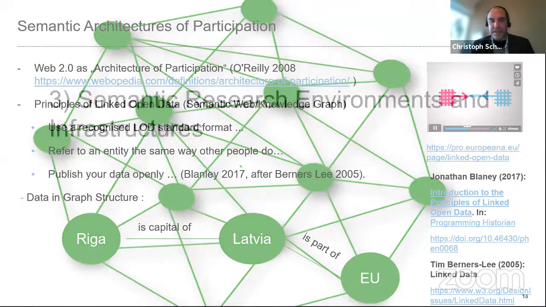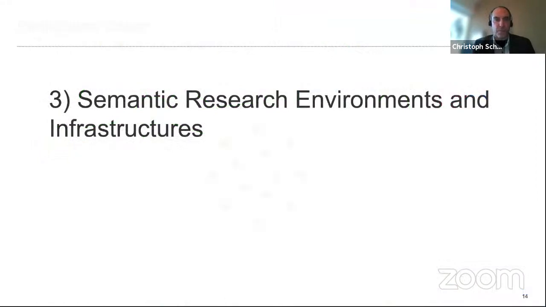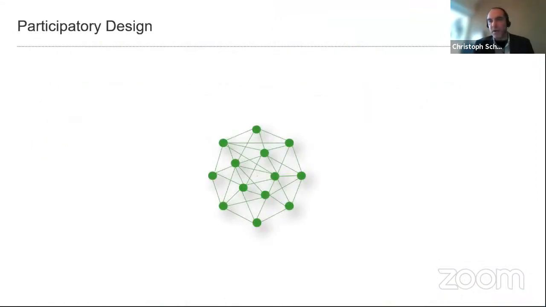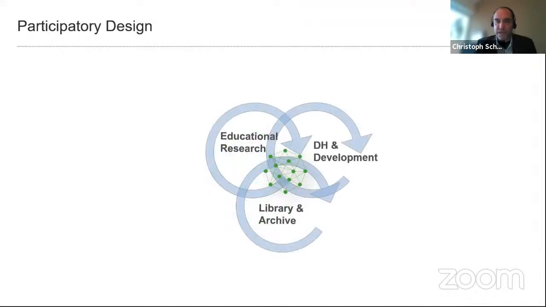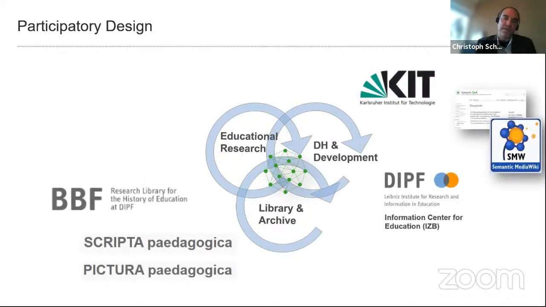So this is the introduction. What we realized is really always a setting where different kinds of groups come together. It means, on one side, educational researchers. On the other, us in the context of development, and often as well digital humanities and library and archives. Mainly it happened with the research library for the history of education, called BBF. It's as well a department of the DIPF.